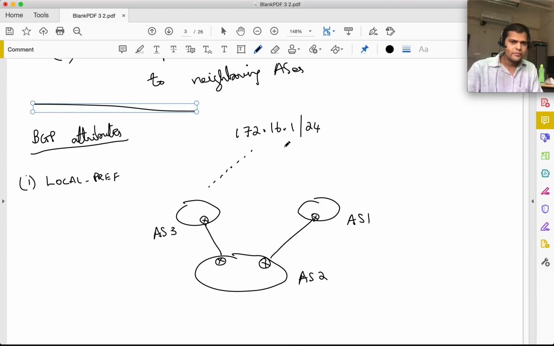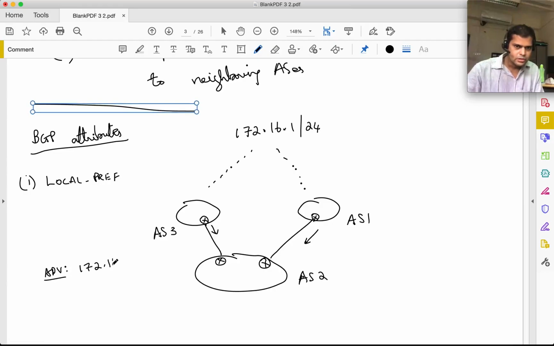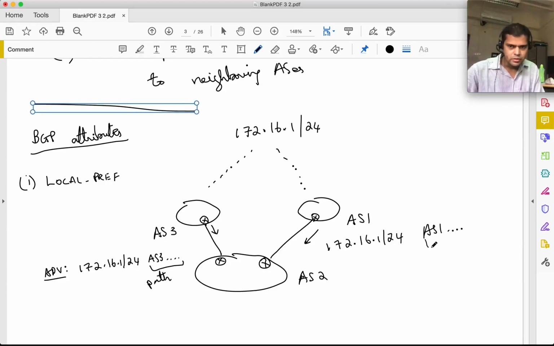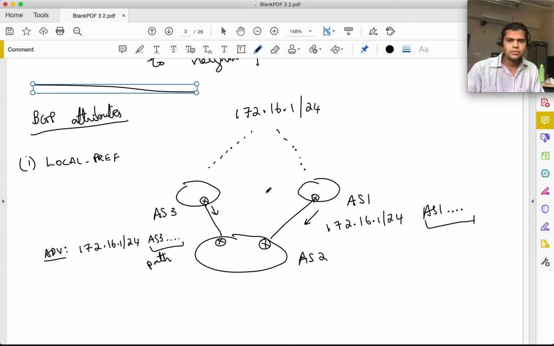Okay, and we've learnt about two paths. Both these autonomous systems are advertising routes to this particular prefix, 172.16.1/24, and they give the AS path. So they say AS3 and so on. This is the path. And similarly, there is another advertisement here for the same prefix, AS1 and so on, the list of autonomous systems. Of course this advertisement can come with a set of its own attributes. But local preference is an attribute which is created by the network administrator of this local AS.